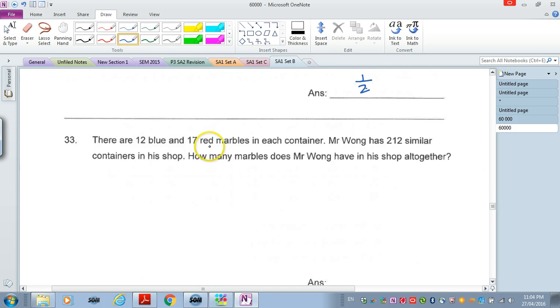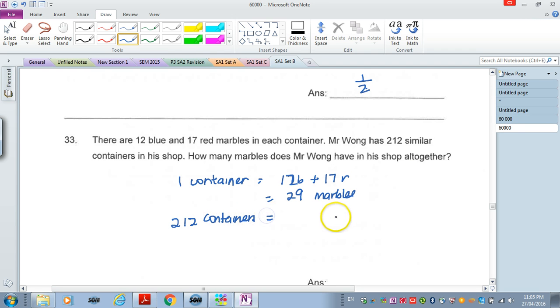There are 12 blue and 17 red marbles in each container. Mr. Wong has 212 similar containers in the shop. How many marbles does Mr. Wong have in his shop altogether? So I know that in one container, there are 12 blue plus 17 red. So altogether there are 29 marbles. Mr. Wong has 212 containers. So I want to find how many marbles altogether. I take 212 times 29. I will get 6,148.